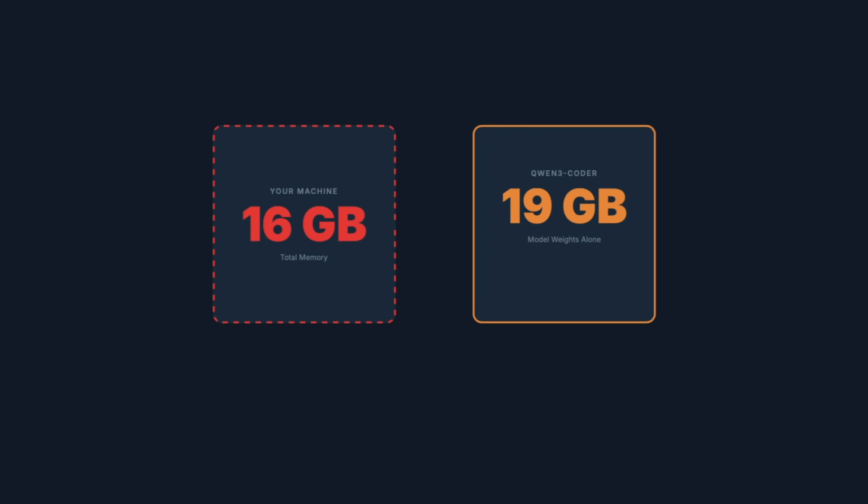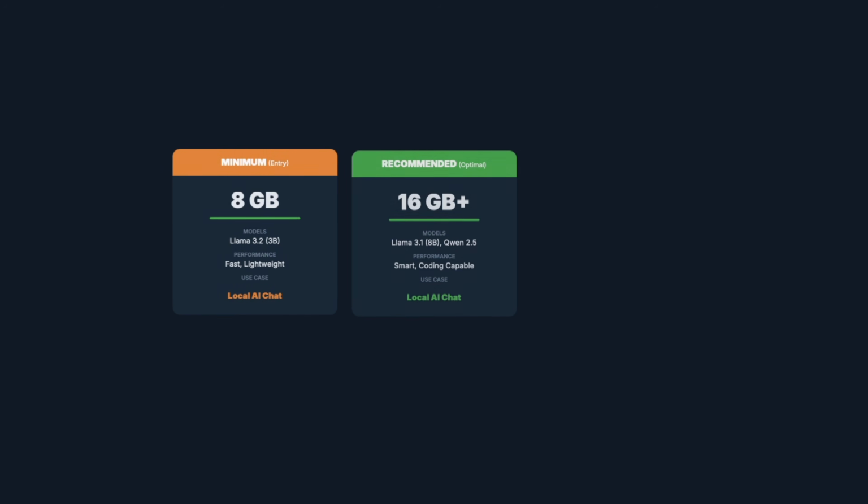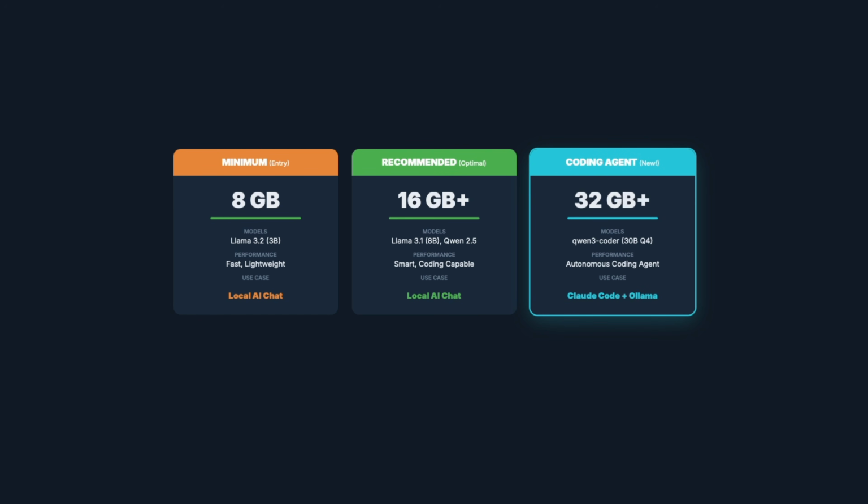A 16 GB machine is not going to cut it for this setup. 19 gigs for the model alone already exceeds your total memory. The key takeaway here is the 8 GB and 16 GB setups from part 1 are great for local AI chat, but for a coding agent, you need 32 gigs minimum and the right model.